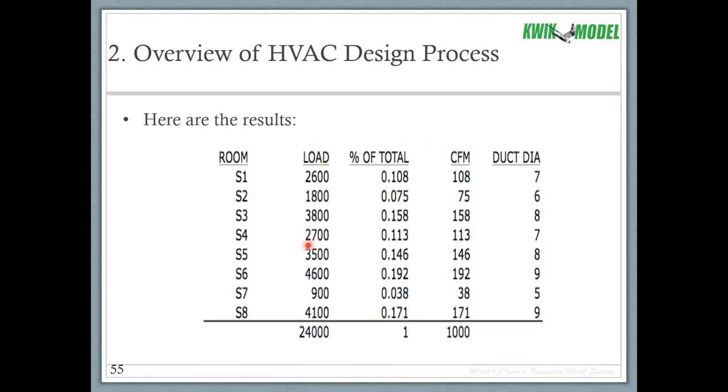We had our loads. We calculated our percents of totals. We multiplied those times the total airflow to get our room CFMs, and then we used that little table to size the ducts. And again, this is all done internal to the software, so this is just an example. So for 108 CFM, if you were to look at that little table, find the next larger duct that will meet that. It is a 7, 6-inch, 8-inch, 7, 8, 9, 5, and 9. So there are our diameters of all the supply branches, the ducts that are attached to the supply registers. Okay, so that's pretty easy.